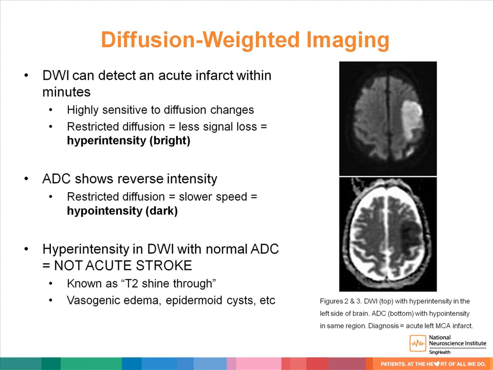The ADC map, which is automatically generated from the DWI sequence, shows the opposite effect. The region of restricted diffusion has a slower diffusion speed than surrounding tissue and hence appears hypointense or dark. A phenomenon known as T2 shine-through may occur, where a region may appear bright on DWI but not dark on ADC. This is due to other abnormalities and is not an acute infarct. Therefore, care must be taken to view both DWI and ADC together when assessing for stroke.